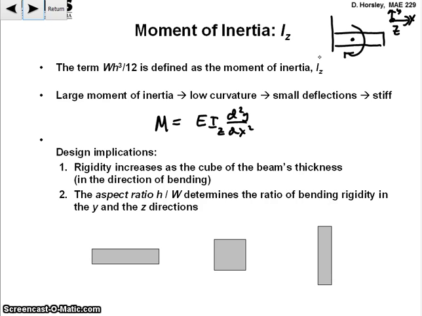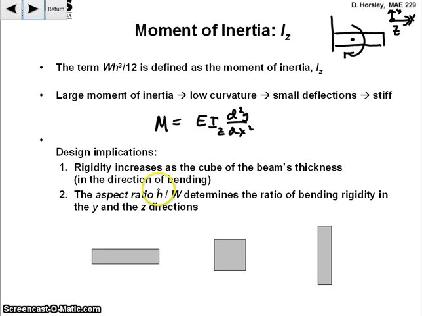Okay, so like it says here, large moment of inertia means low curvature, small deflections, and stiff. You may know about moment of inertia in terms of a rotating body, right? So this is the area moment of inertia. The real moment of inertia of an object is basically some kilogram meter squared. It turns out this is the area moment of inertia that we're really calling this Iz.